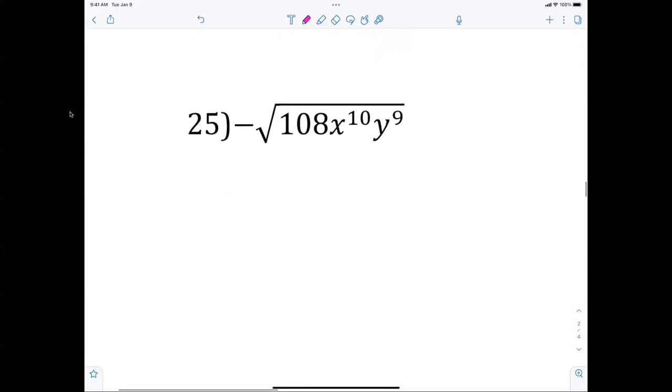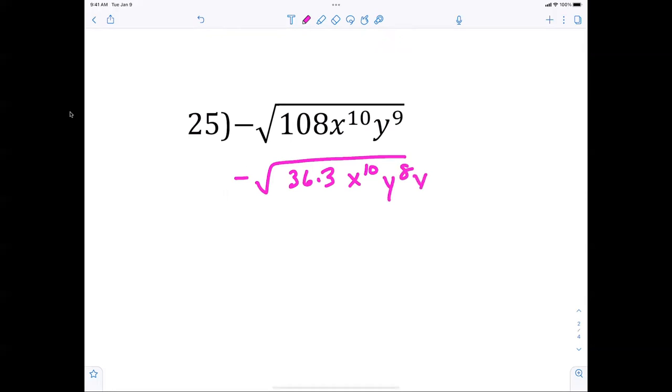Here we go, 25. Now, again, we've done 108 a bunch of times. So 108, we all know, is 36 times 3. X to the 10th. Now, y to the 9th needs to be broken down to y to the 8th times y. Please review that. That's the first time we've had exponents. And again, with exponents, you're always dividing by 2.